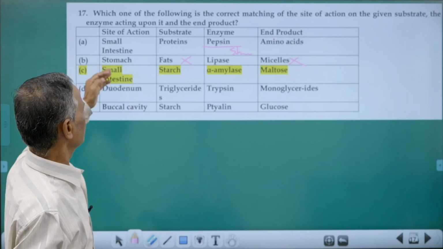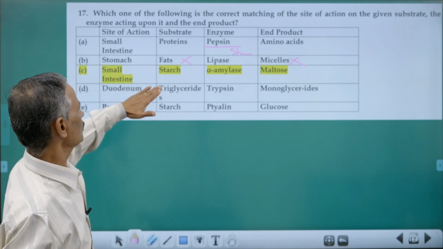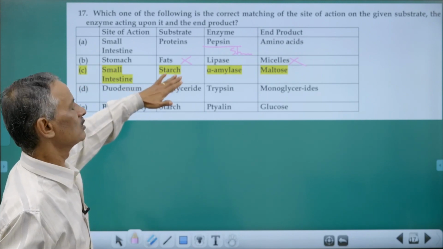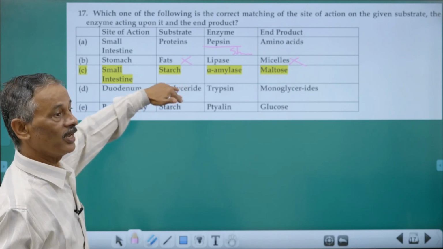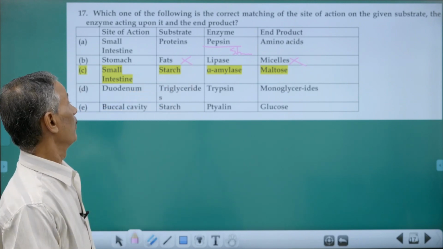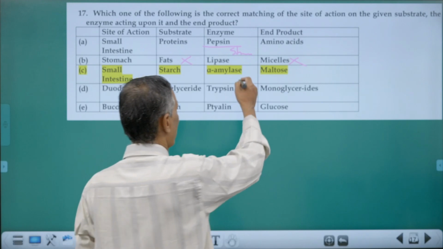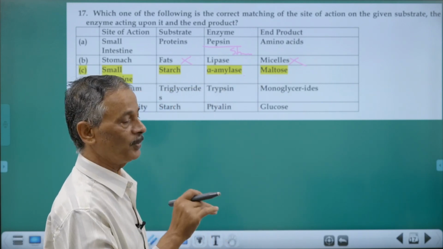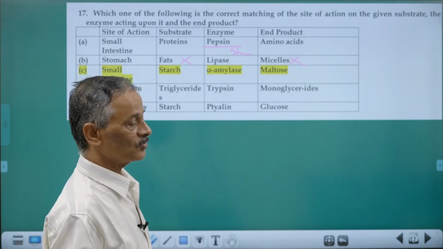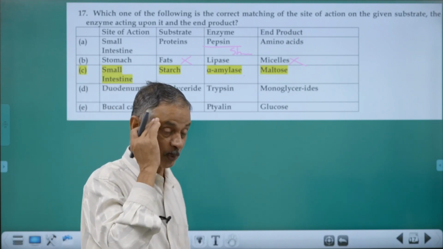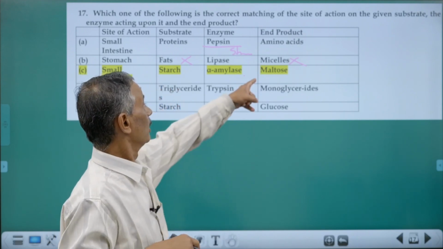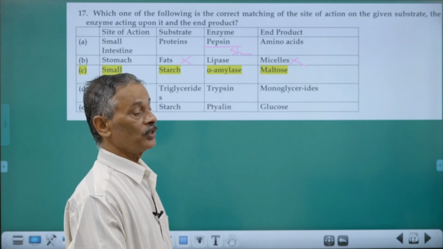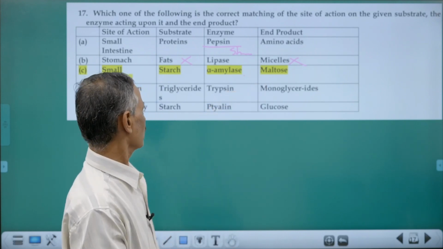Small intestine, starch. 70% of the starch is digested with the help of the amylase present in pancreas, correct? And both salivary amylase and pancreatic amylase in human beings are alpha amylase because the glucose produced is alpha 1. It is converted into the disaccharide maltose, correct? That is the correct one.